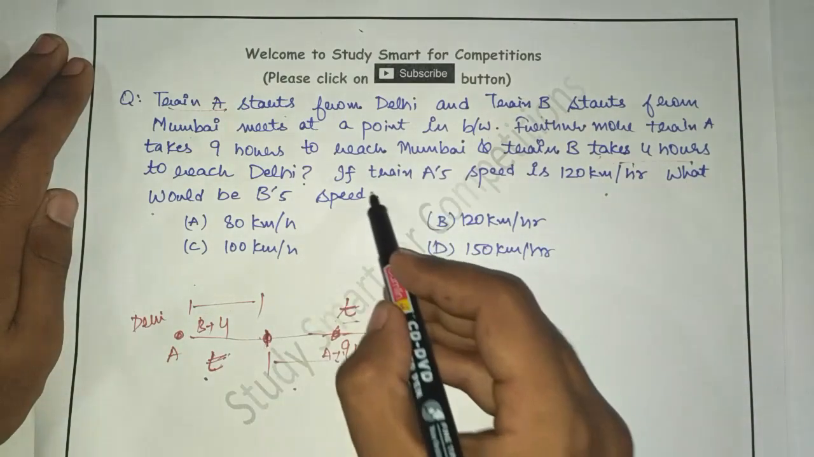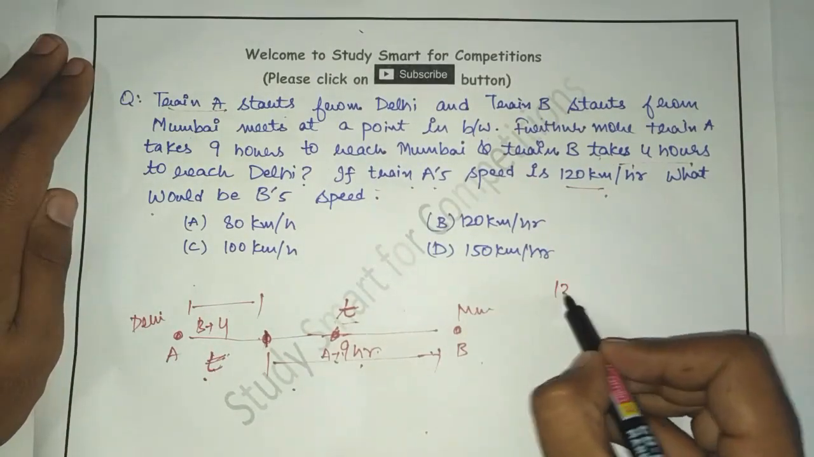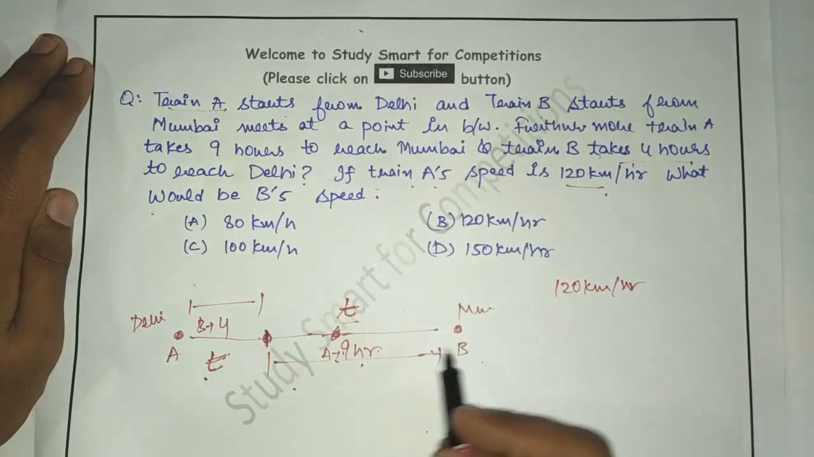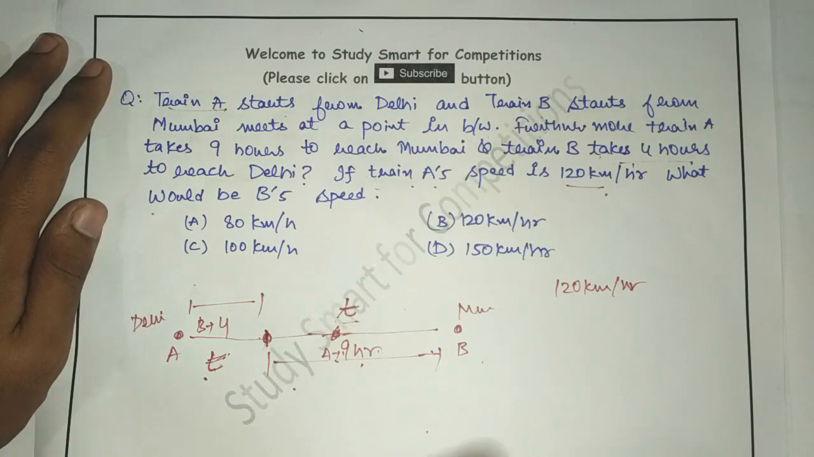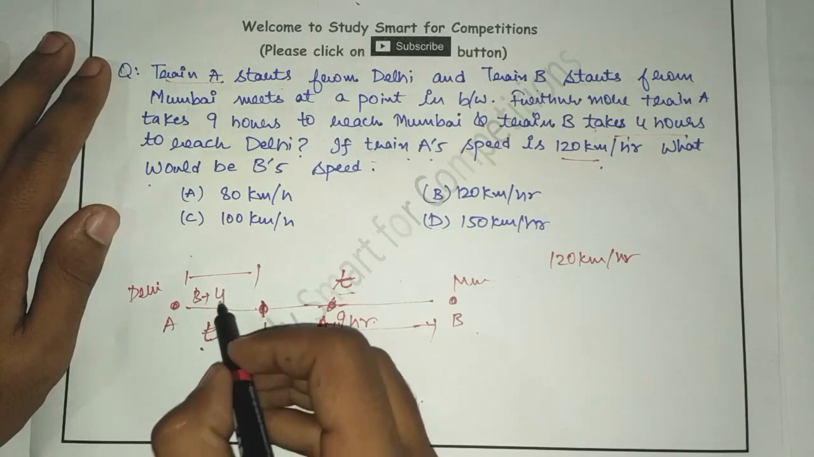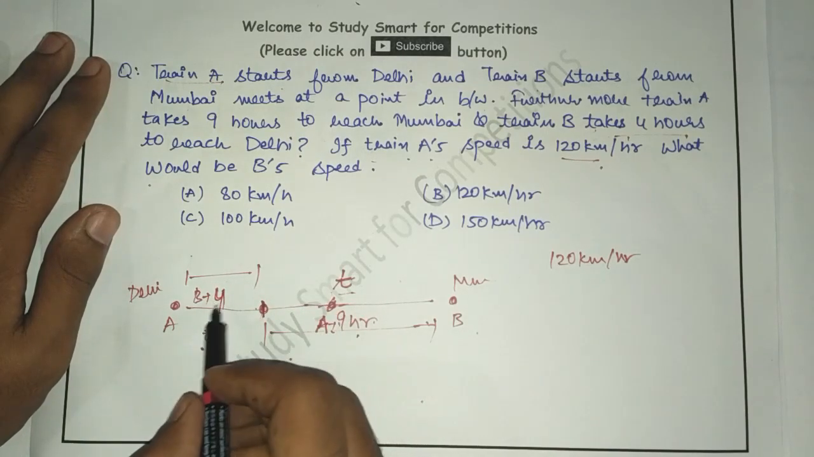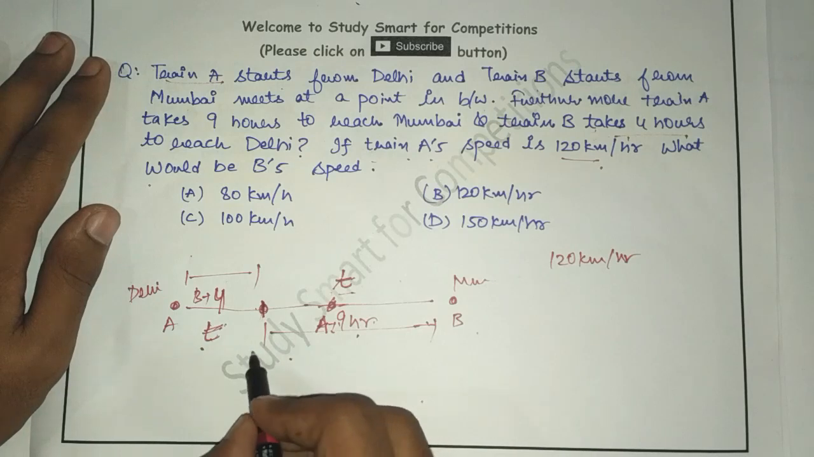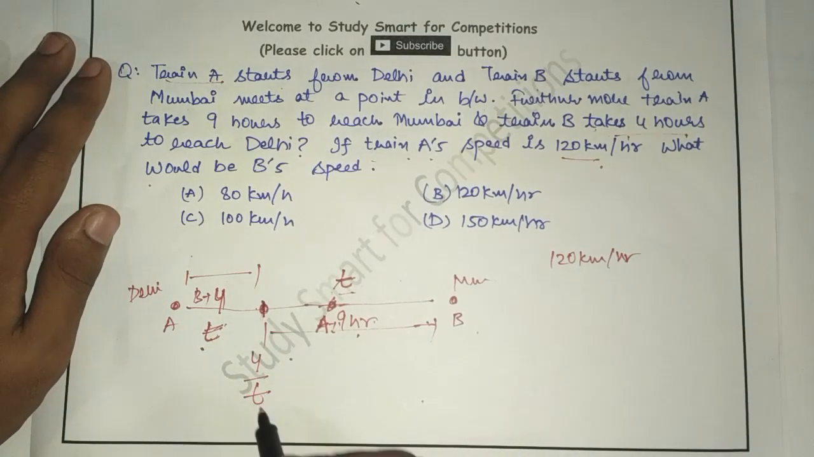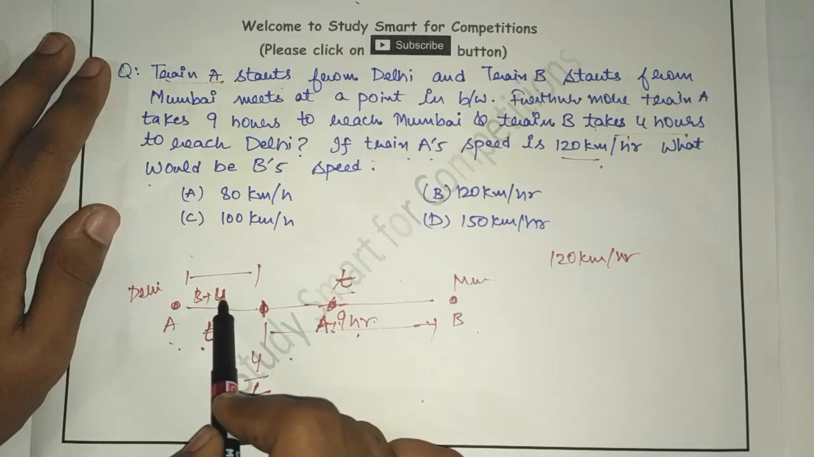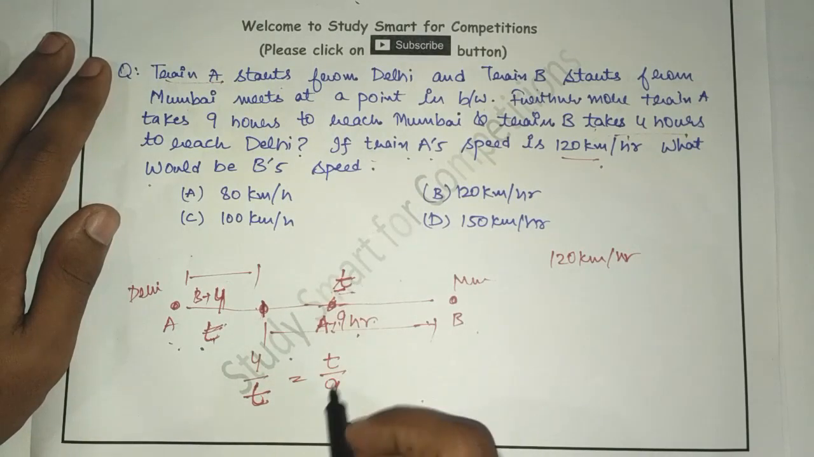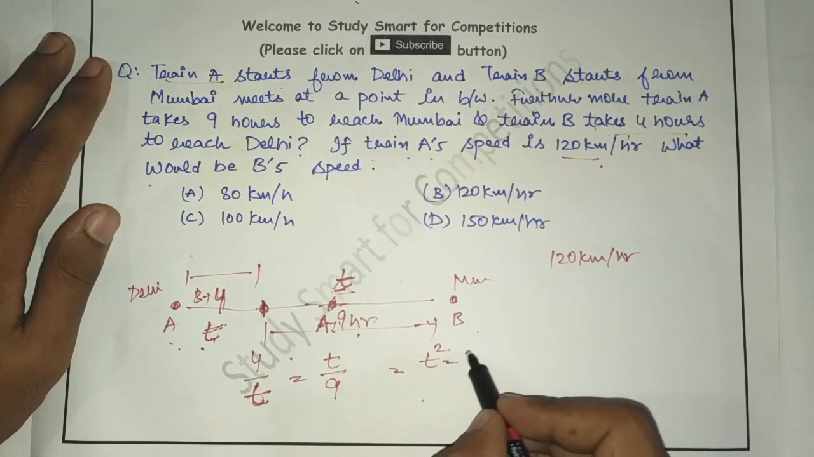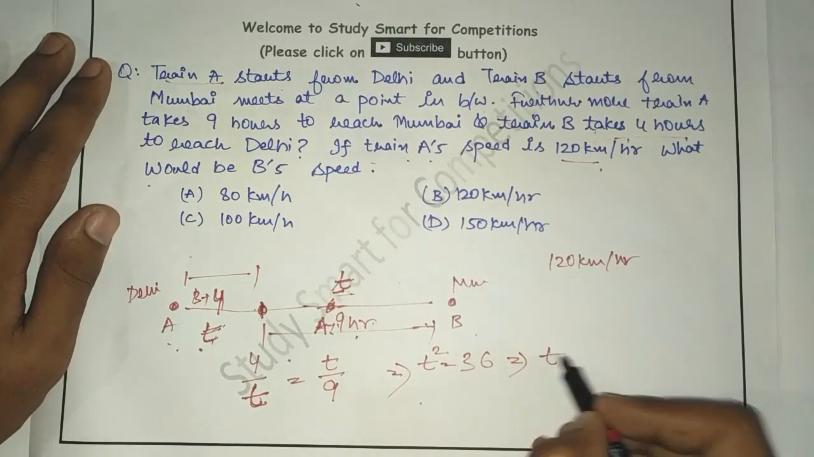That is the question. And if train A's speed is 120 kilometers per hour for the whole journey, what would be B's speed? In order to solve this kind of question, there is a trick involved. What you need to do is take the time that has been taken by B, that is 4, divided by T, and this T divided by 9. So it comes out to be T square equals 36, and it implies T equals 6.